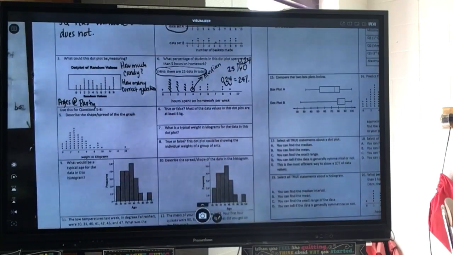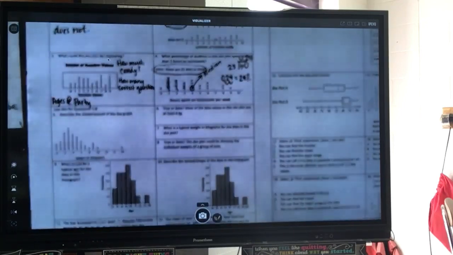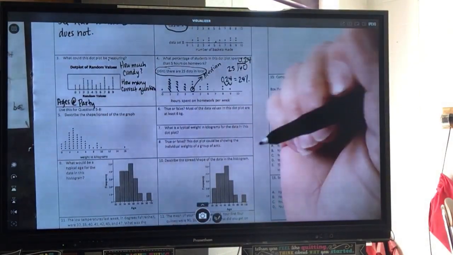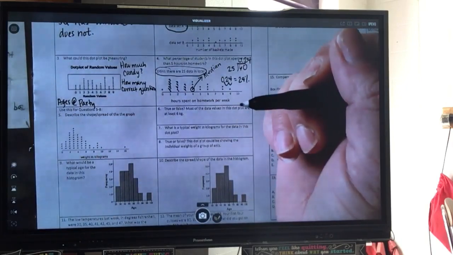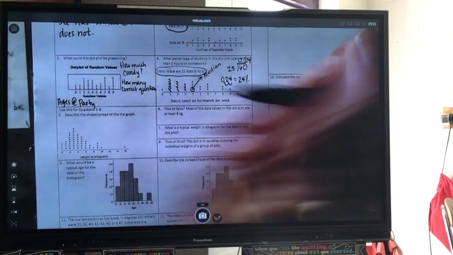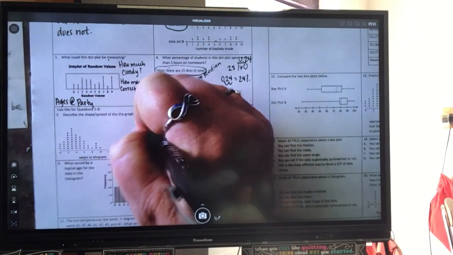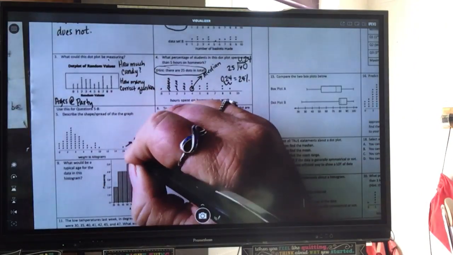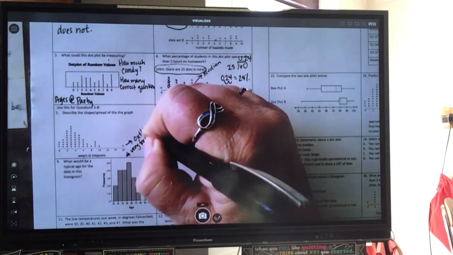It says describe the shape and spread of the graph. So what about our shape, our spread? What do you notice? What do you see? What do you write? Aiden? There's an outlier. And what is an outlier? It's a number that's away from the rest of the data. And how does it affect our data?